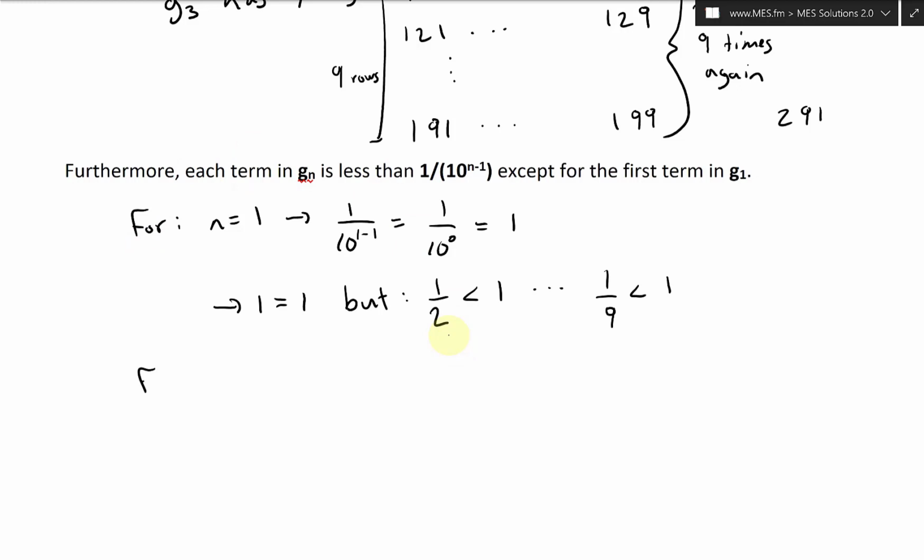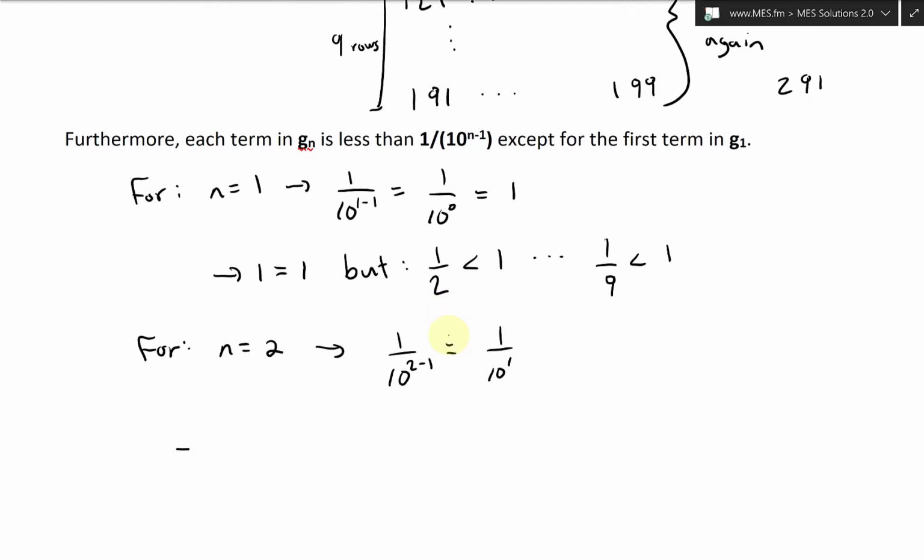And then for n equals 2, what we have is 1 over 10 to the 2 minus 1. So for n is 2, we'll have 10 to the 1. And what this means is the first term in that group, 1 over 11, is less than 1 over 10, because you're dividing by a bigger number. And then all the way till 1 over 99, this is less than 1 over 10.